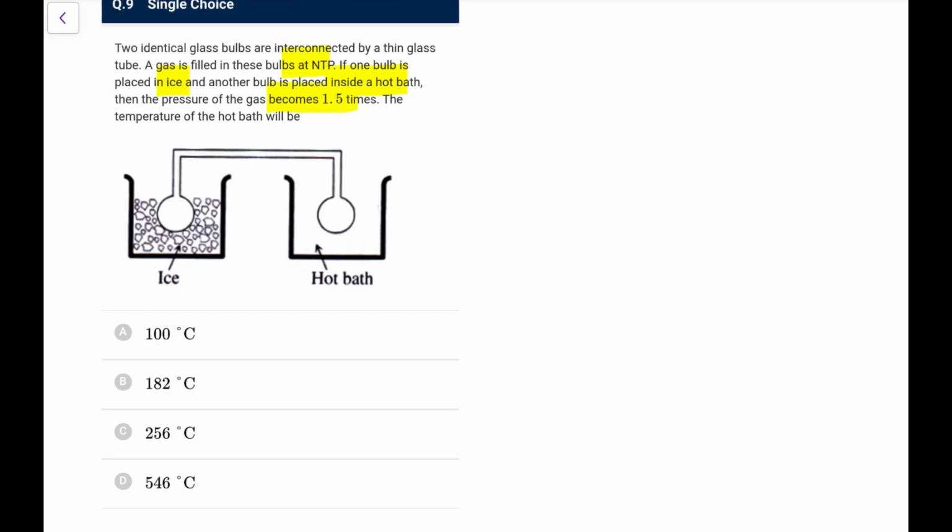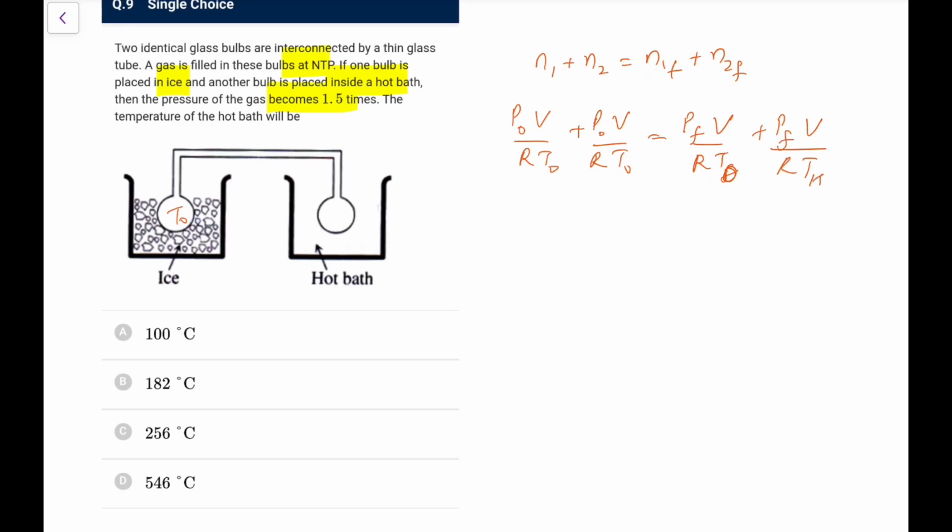So now what we will have? We will say the initial moles N1 plus N2 will be N1 final plus N2 final, because the amount of gas in each bulb can change but the total amount will remain the same. So initially it was P naught V upon R T naught plus P naught V upon R T naught. The temperature is still T naught, 273, so I can write it as P final V upon R T naught plus P final V upon R T of hot bath. So this V goes, R goes.